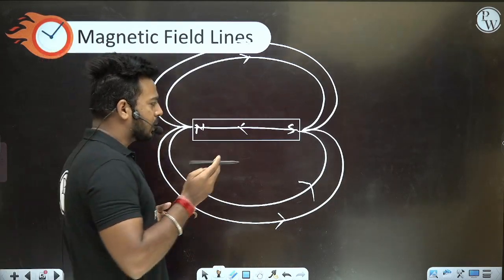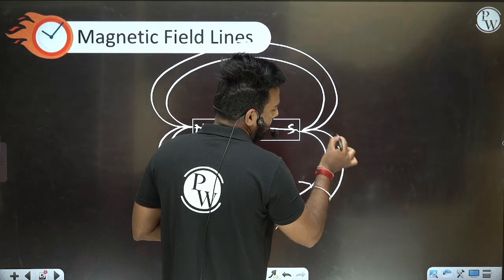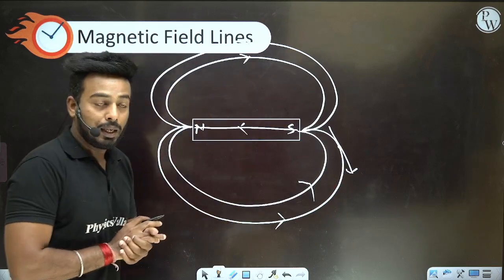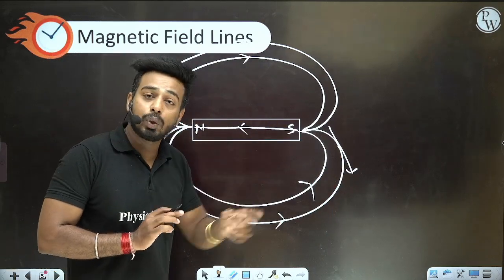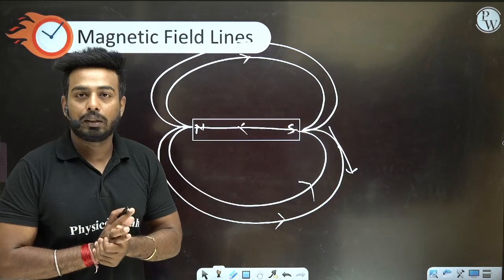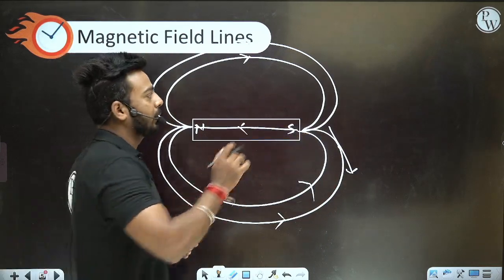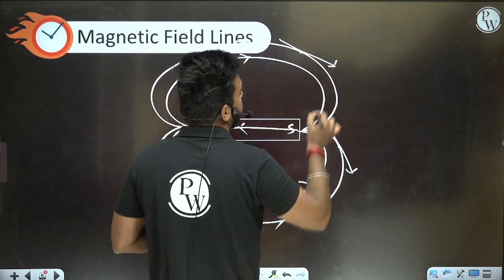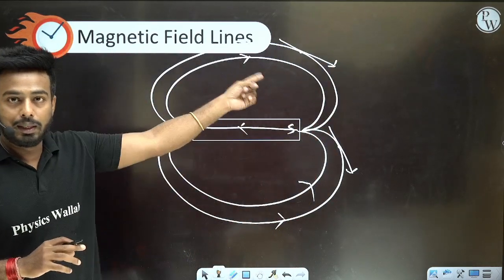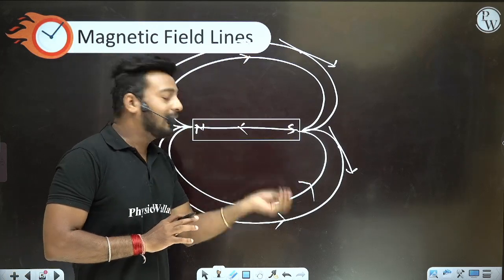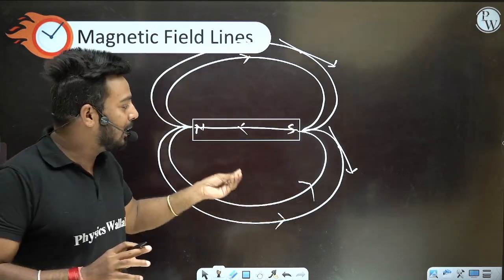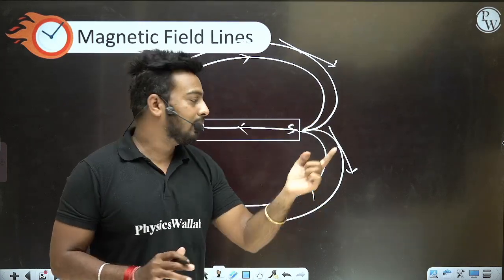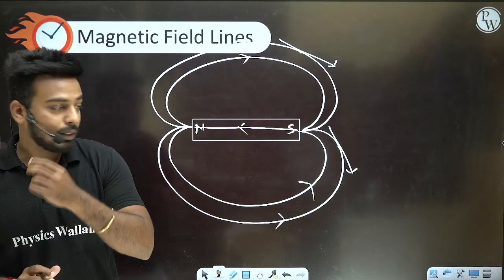And how am I going to define these lines? Just take a point and draw a tangent with respect to that point, and this tangent will show the direction of the magnetic field at that respective point. If I try to draw a tangent here, this is the tangent, and it is the direction of the magnetic field. So a tangent drawn at any point shows the direction of the magnetic field at that point. Okay, I think you got it.